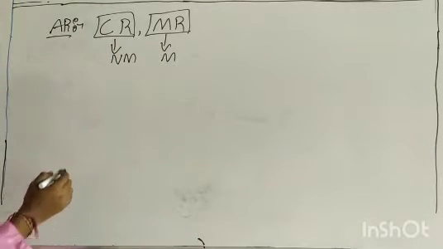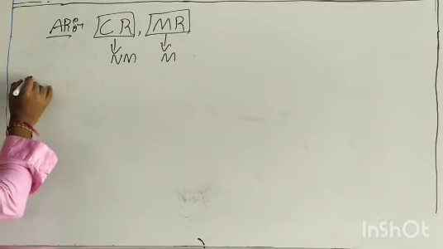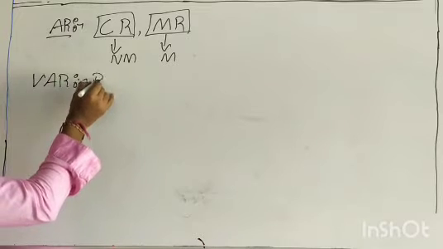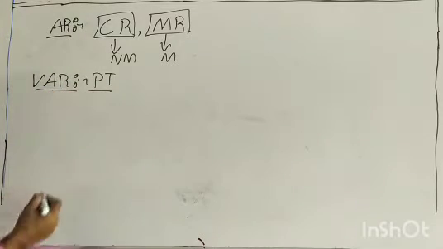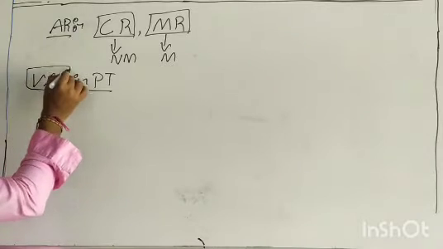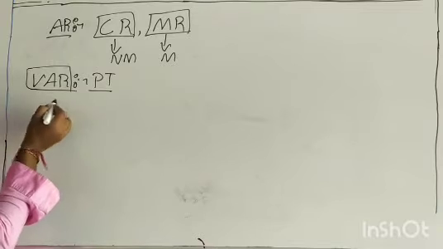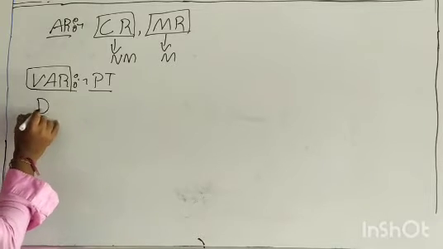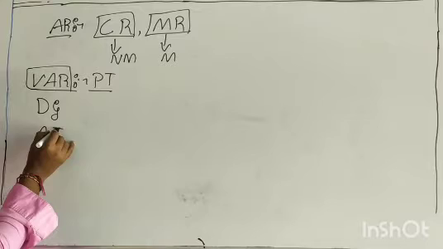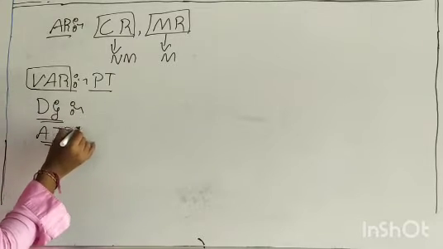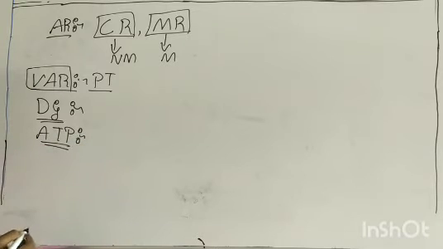Now we will move on to the variations of atomic radius in the periodic table. How it will vary in the periodic table, that is what we have to discuss now. When we consider variations of atomic radius, there are two trends: down the group and along the period.